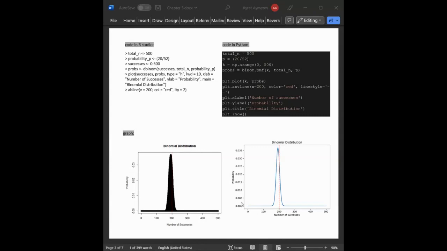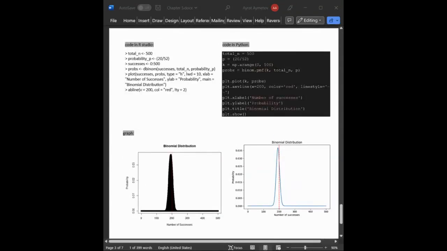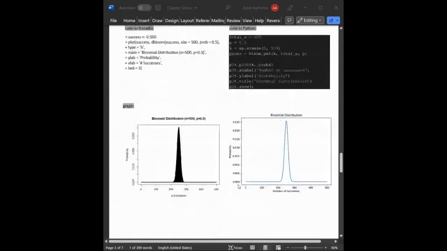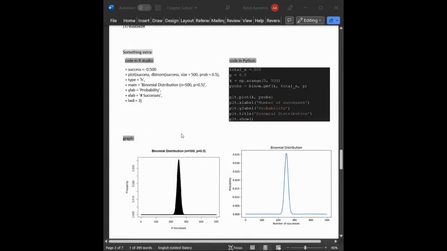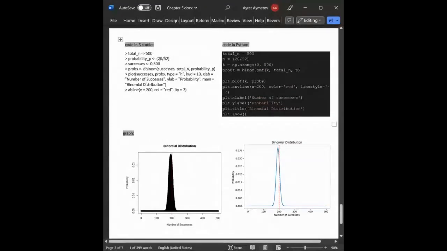Same here. Okay, Catherine has some questions. Catherine, probably you're feeling weird. This looks like a normal distribution, right? Yeah, that's a normal distribution. In the first graph, because the probability is 0.5, the peak is in the middle from 0 to 500. And in the second graph, because the probability is lower than 0.5, that's why the peak is moved to the left.